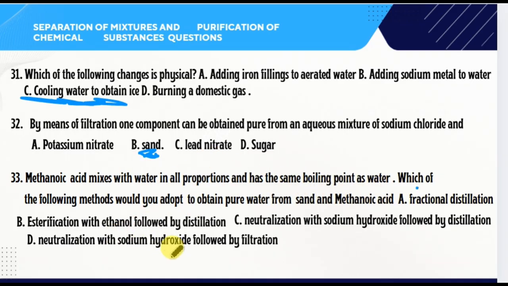So which of the options is making sense? Esterification is going to form another compound. Neutralization is going to form another compound. We are just complicating the issue for ourselves. This also forms another compound. The only thing we can do easily to separate is fractional distillation.